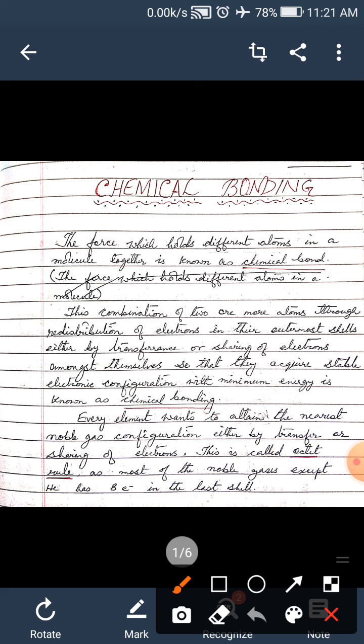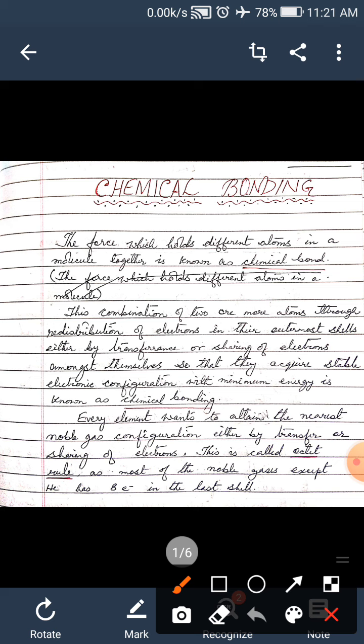How can they attain 8 electrons in the last shell? There are two options, either they transfer or they share. So depending on that we have different types of bonding. When we define chemical bonding, how do we define it? The force which holds different atoms in a molecule together is known as chemical bond.